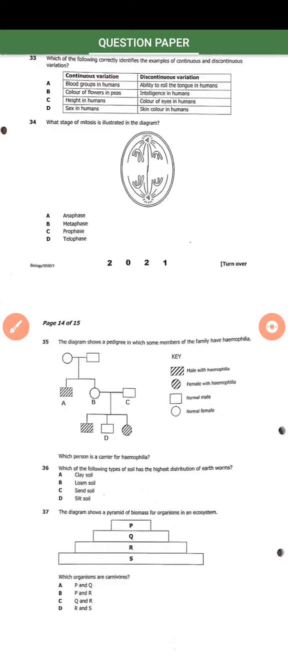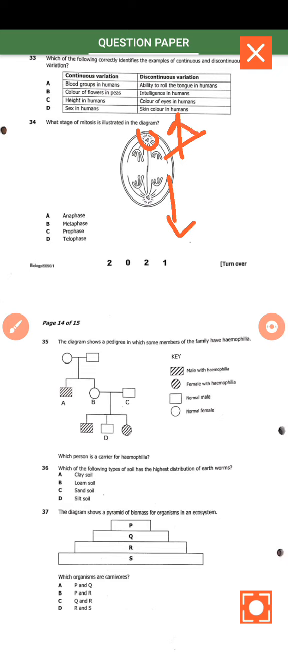Then what stage of mitosis is illustrated in G? So what can you see in this diagram? You can see the centrioles, and then you can see the chromosomes being put apart. So this chromosome is going this way and that one is going this way. So in which phase of mitosis are the chromosomes separated? It is anaphase. So A is the correct answer. This cell is in anaphase.